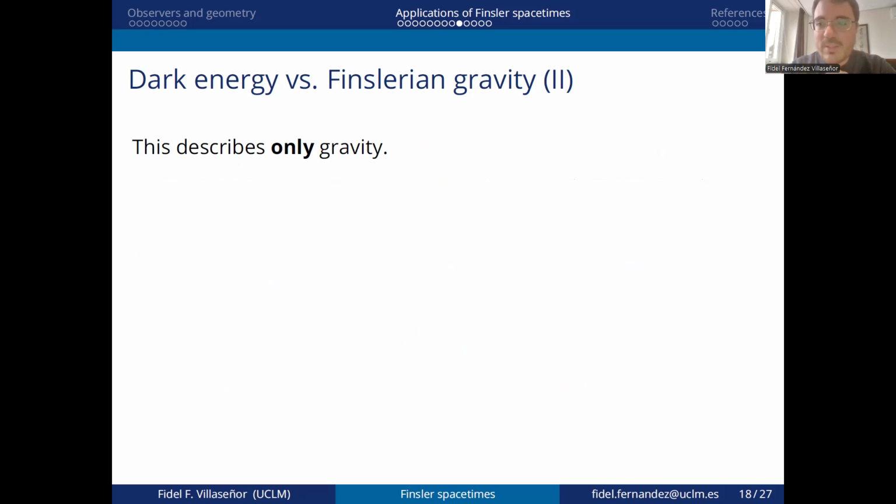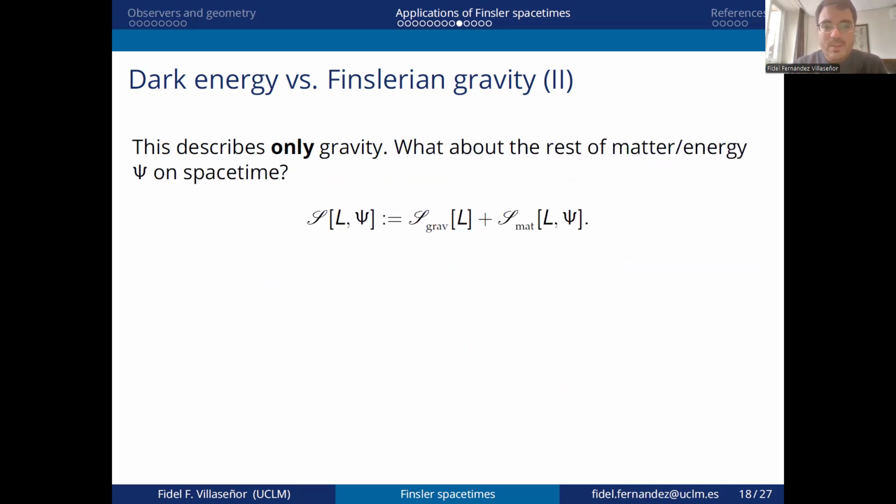Now, the thing about this axiom that I have shown you is that it describes only gravity. But what about the rest of matter and energy on a spacetime? Let's group it in a field C on a spacetime. Well, in order to describe this, one has to write a total axiom, which is the coupling of the gravitational axiom and some other matter axiom. And here is where we have, again, a lot of freedom to build models. There is a remarkable thing.